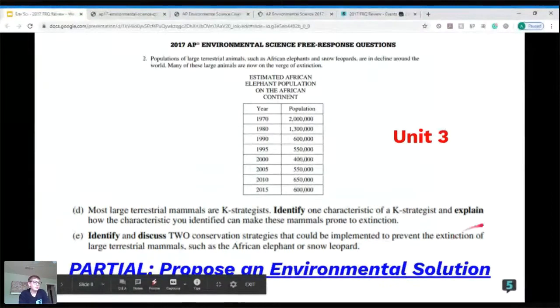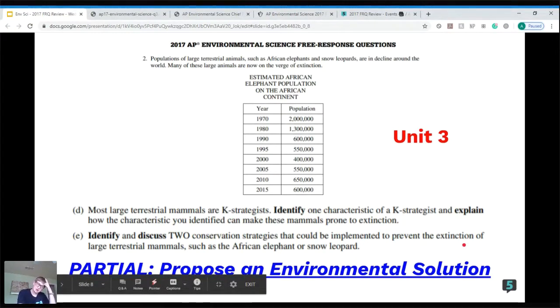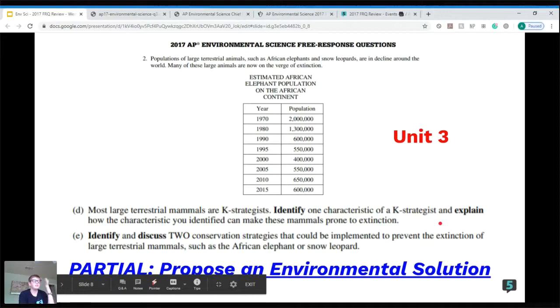So part D is explain how the characteristics can make these mammals prone to extinction, and then discuss conservation strategies that could be implemented to prevent the extinction. So this one's a Unit 3, Unit 5-ish topic, but it's about K-strategists, conservation strategies and extinction. So I hope that you guys have all talked about those. If you haven't, then don't do the FRQ, but if you have, then try the FRQ. I can give you guys feedback until next Wednesday. I'll try to check it every other day. I'll tag you guys in the feedback so you get a notification to your Fivable account, but definitely try to do that if you have the time, of course.